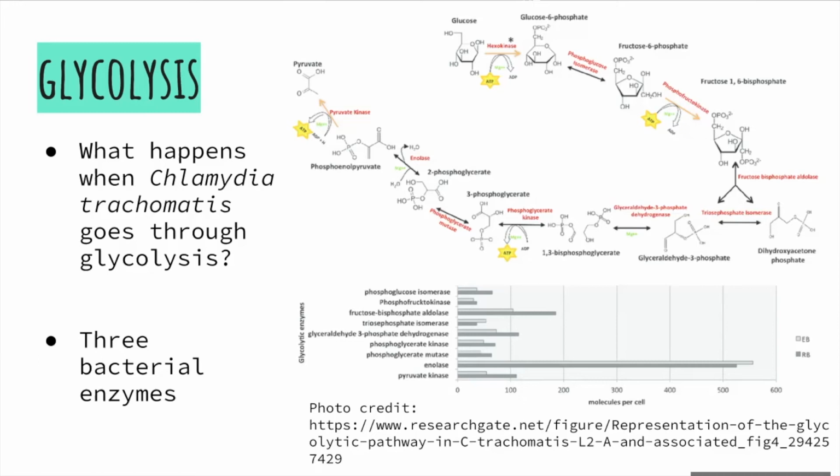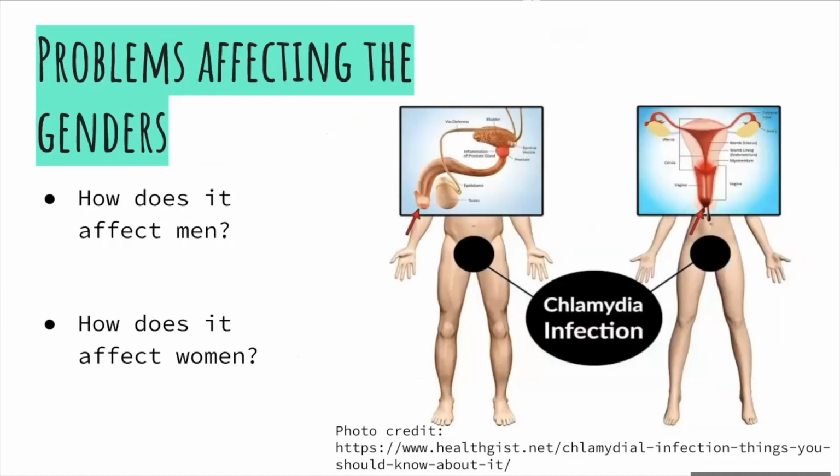The study that determined the increase or decrease for the enzymes that would be present when the host glycolytic were positive or negative. Like I mentioned in the beginning, both men and women are affected by this bacteria. In men, it can lead to prostatitis, reactive arthritis, and proctitis. In females, it can cause problems to their cervix, miscarriages, and infertility.